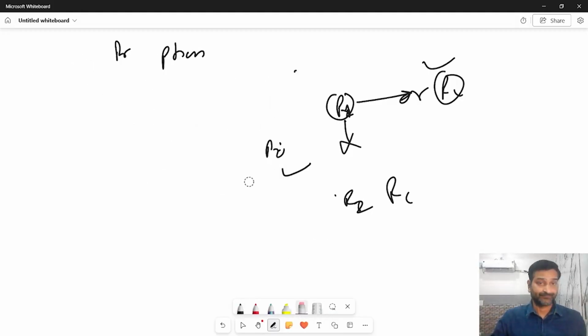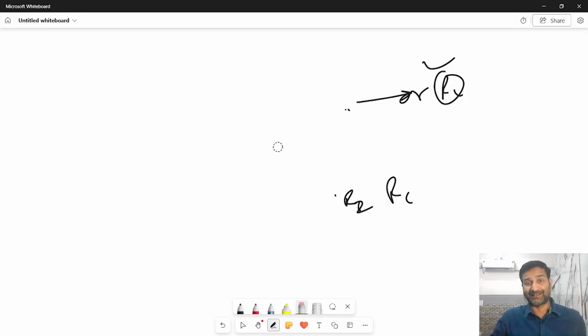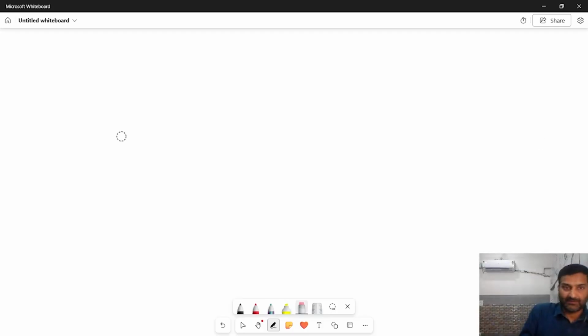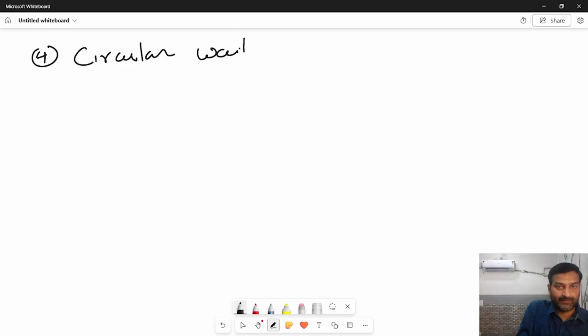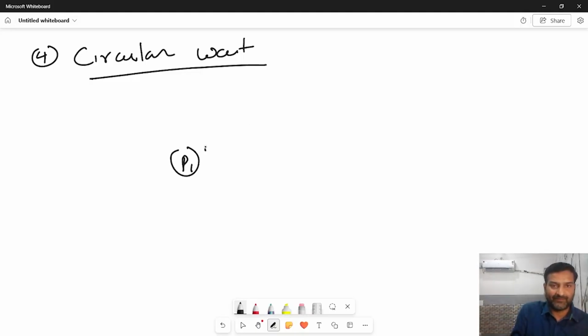These are the three indirect causes of deadlock. Now the fourth one is the direct cause of deadlock, that is circular wait. So what is circular wait? As we have seen in our previous examples, P1 is waiting for P2 and P2 is waiting for P1. This is the meaning of circular wait.